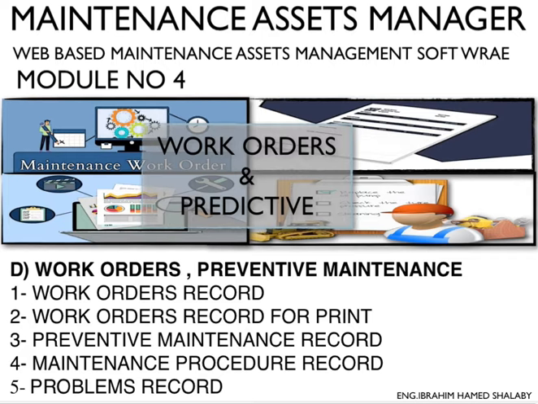Module number 4. Work Orders and Preventive Maintenance. Work Orders Record. Work Orders Record for print. Preventive Maintenance Record. Maintenance Procedure Record. Problems Record. Work orders and preventive maintenance to track the work orders that they have worked on. Work orders for all the assets. The work orders status, from the start to the end of work orders.